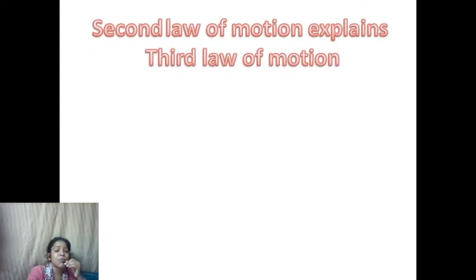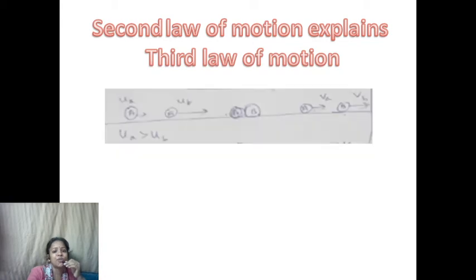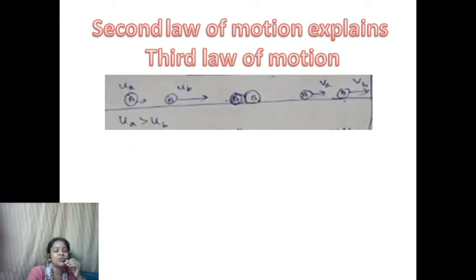Now the second law of motion also explains the third law of motion. For that we will start with two objects A and B moving with velocities ua and ub. If ua is greater than ub, definitely A will hit B and there will be interaction between them. A will exert some force on B, B will exert some force on A, and then they will move with some different velocity. Now we will find out what exactly are the forces acting on them.